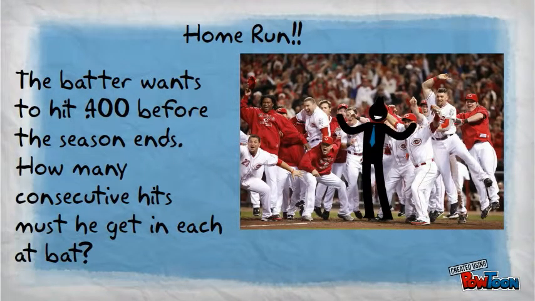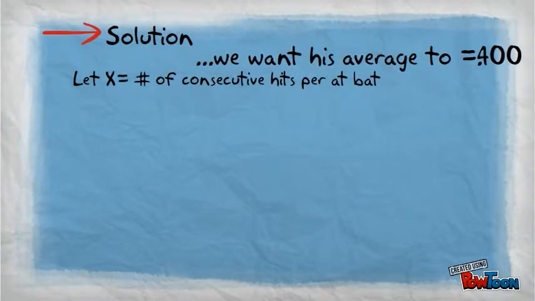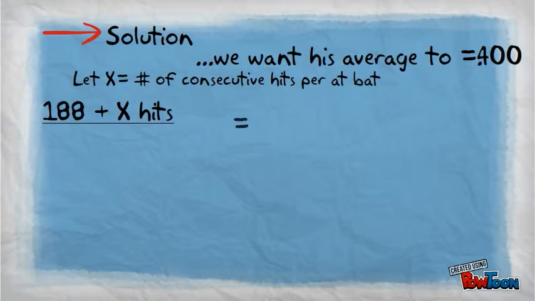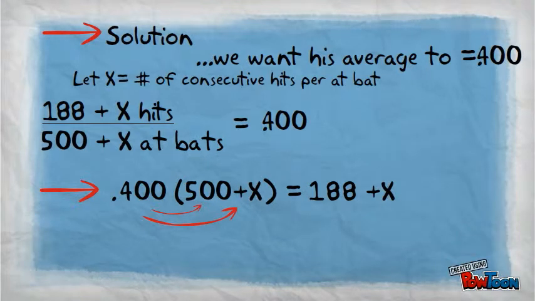Let's change it up and make it a little bit more interesting. Now, the batter wants to hit .400 before the season ends. How many consecutive hits must he get in each at-bat? The solution, we want a proportion so that the batting average is .400. We let x equal the number of consecutive hits in each at-bat.